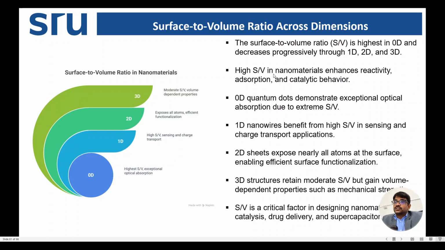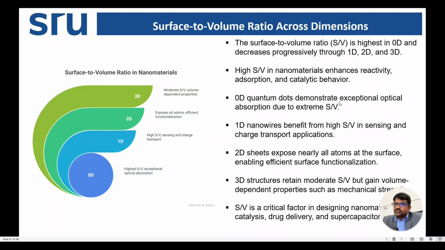High surface to volume ratio in nanomaterials enhances reactivity, adsorption, and catalytic behavior. We have seen this, right? A higher surface to volume ratio plays a major role, and we are discussing this point from the start. It provides enhanced reactivity. So based on this, which materials provide better enhancement? Obviously 0D materials, right?